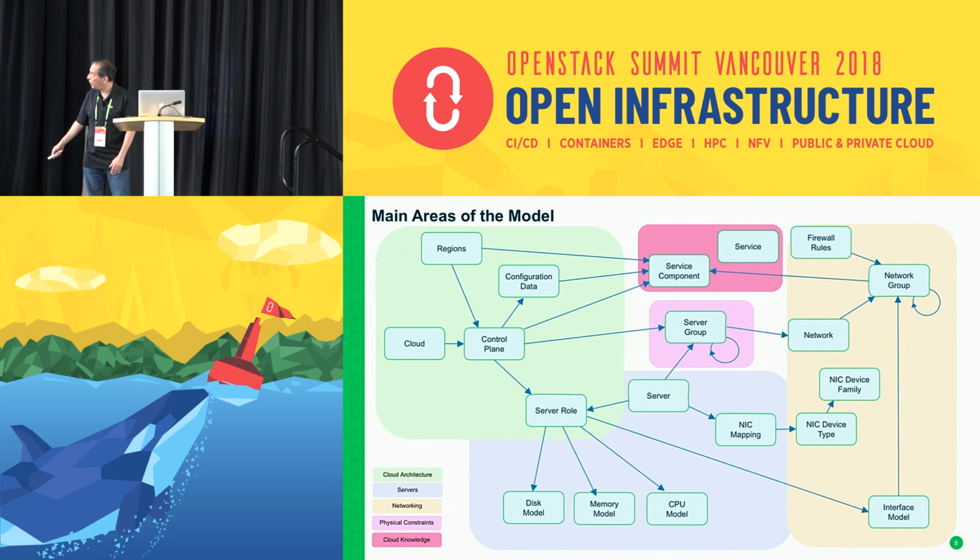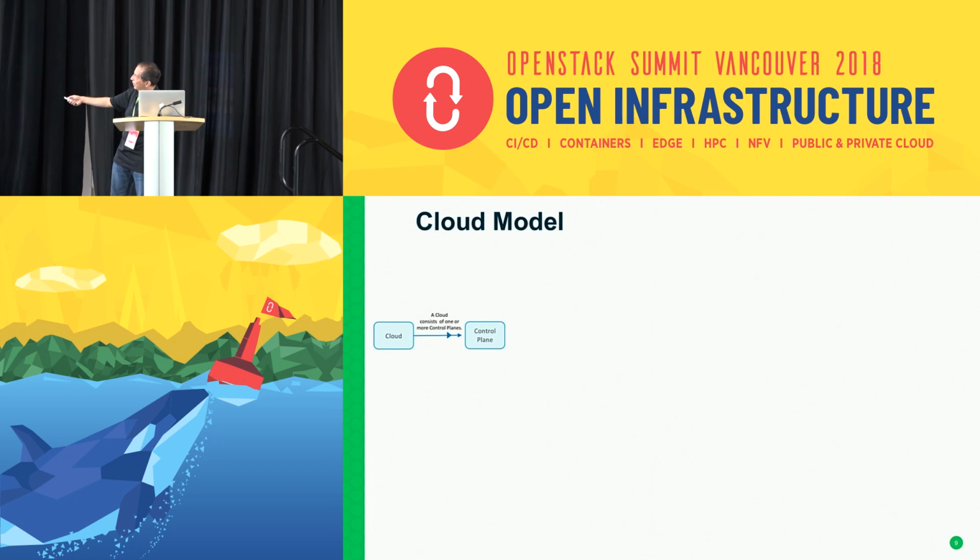So the main areas of the model are, we have a cloud, and from there we have what we call a control plane, and I have some animation that will go into all of this. And so we have server roles that configure how the server is going to be used, and each server will belong to a server role. And let me see if the animation is in this slide here. Hang on. Here we are. OK, so we'll go through this one.